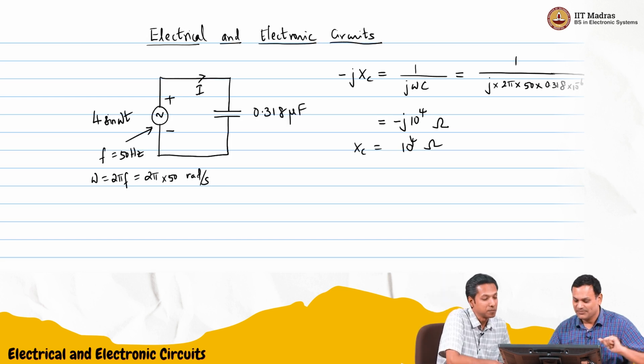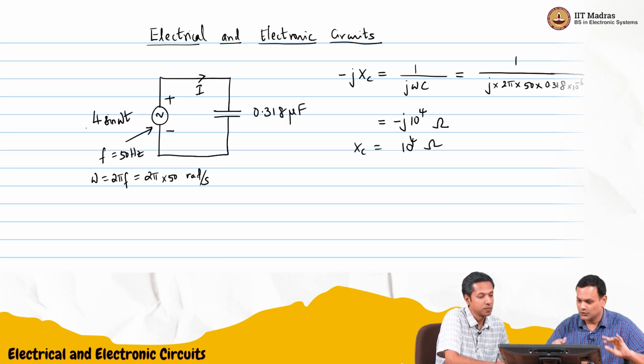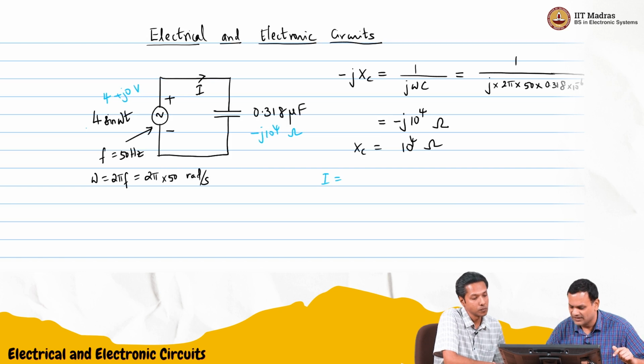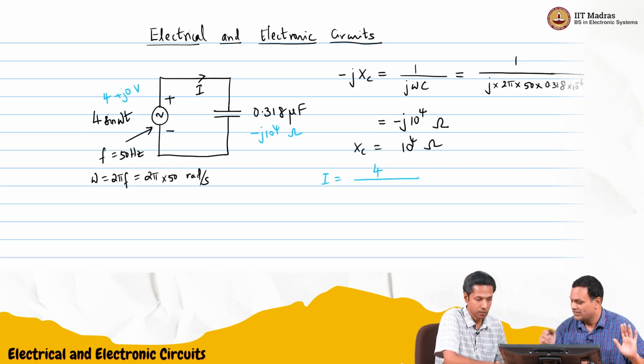That's easy. So this 4 sin omega t is just 4. Maybe I'll do it in 3 different colors. So this is 4 plus j0 volts. And we said this is minus j 10 power 4 ohms. So now in rectangular form, this current should just be 4 by minus j 10 power 4. Correct.